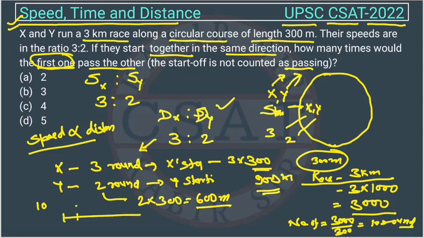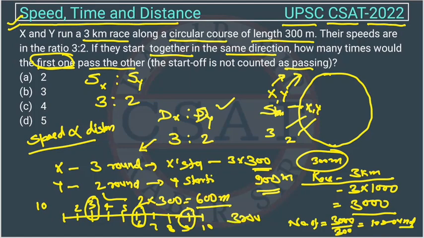Suppose this is the first round, second round, third round, fourth, fifth, sixth, seventh, eighth, ninth, tenth. This is 10 rounds. So they meet at the third round, again at the sixth round, and again at the ninth round. So how many times will they meet? 3 times. They meet when X covers the third round and Y covers 2 rounds, again when X covers 6 rounds, and similarly when X covers 9 rounds. So they will meet 3 times.